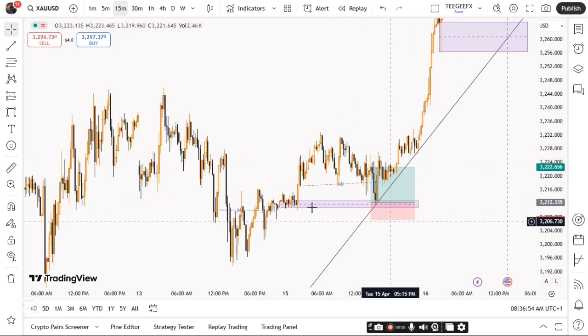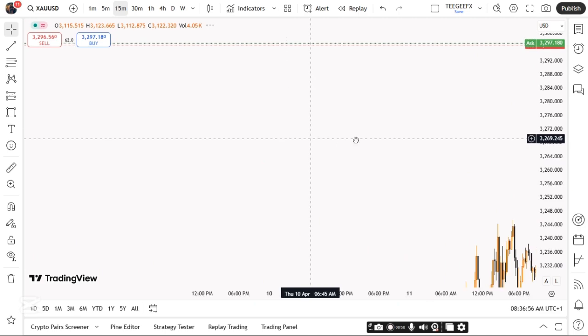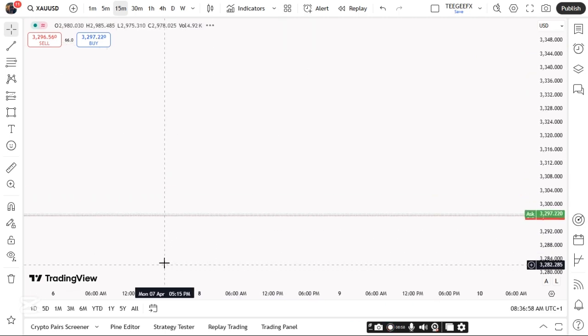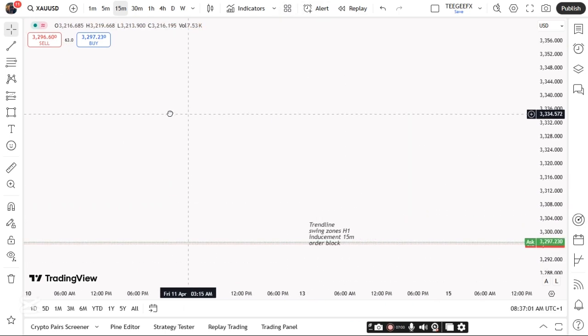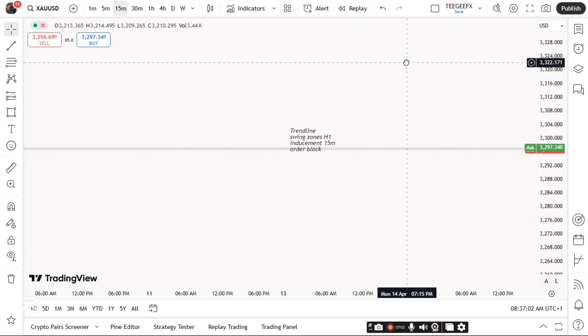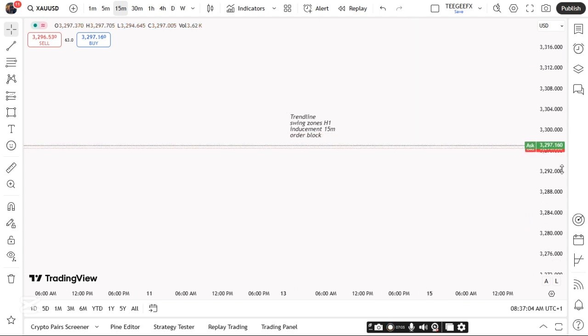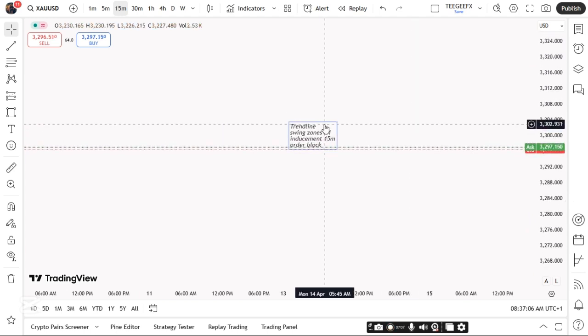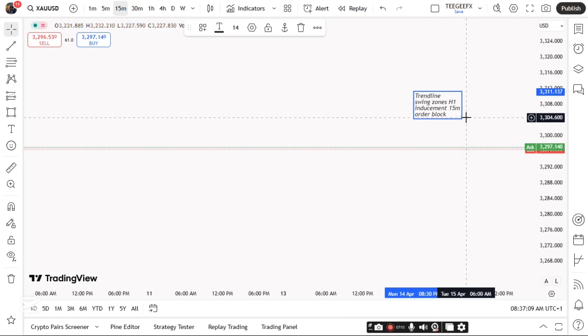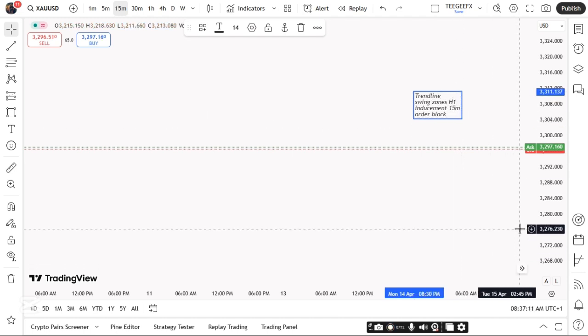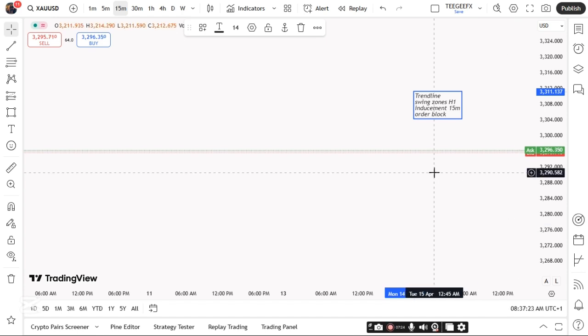Do you understand? So this is just the things I use in trading. These are just what I personally look out for. I hate complexity. I don't like complicating anything. I like making my things simple and easy. So this is just what I watch out for in every market. I watch out for trend line. I watch out for swing zones on 1 hour. I watch out for inducements on 15 minutes. I watch out for order block.